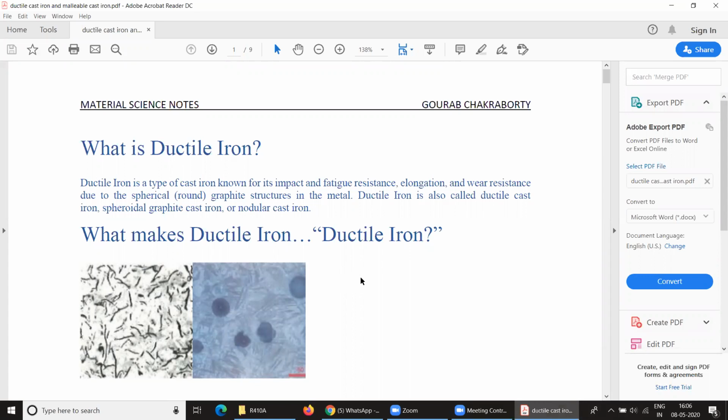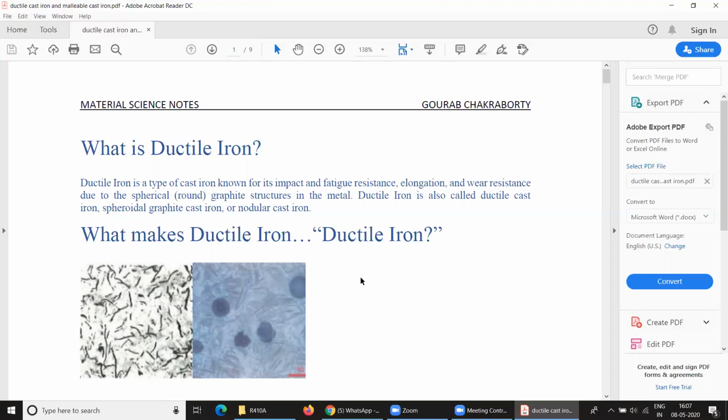The chapter today is what is ductile cast iron and what is malleable cast iron. It was a topic which was raised from your department. So, to discuss it, let us define what is cast iron and what is ductile iron.